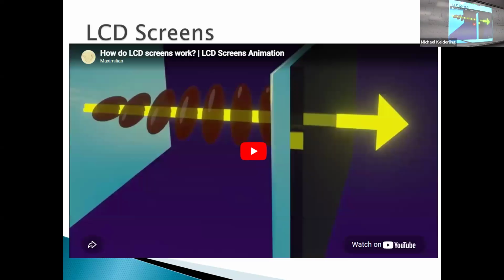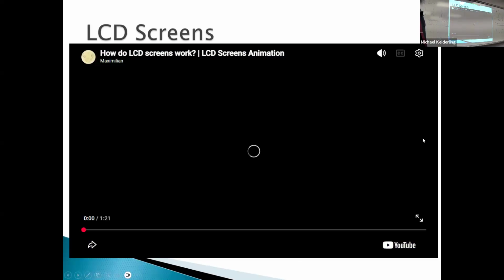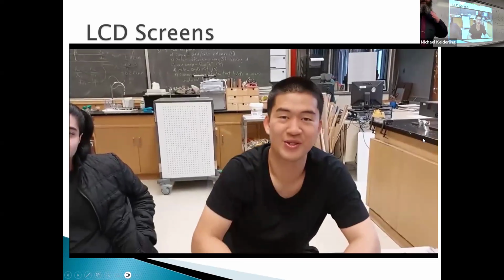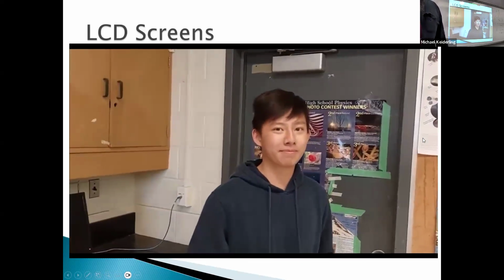And LCD screens use the fact that you can rotate polarization to create images. That is why your phone is polarized, because it uses polarization of light to control how much light comes out. So cool. But how do they work?